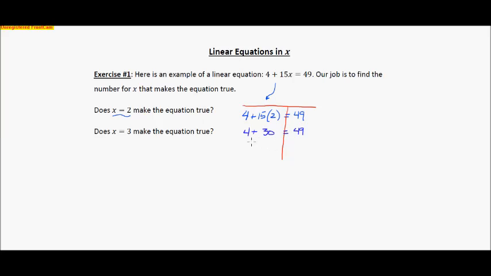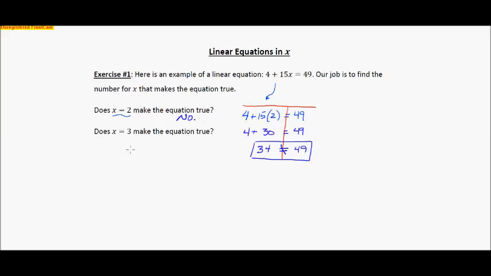And then I'm going to bring it down again. I'm going to do the next step. 4 plus 30 is 34. And bring down my 49. And I've done all the math I can on both sides, so I have to ask myself, is that true? And no, 34 is not equal to 49, so I'm going to put a slash through it, and that tells me that no, x equals 2 is not a solution to the equation. It does not make the equation true.